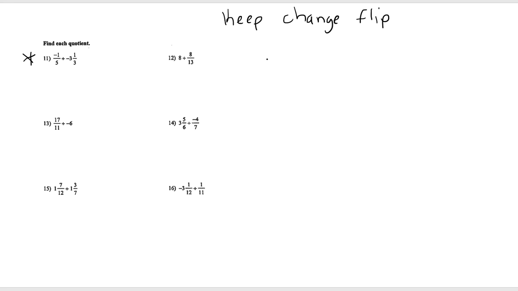So first thing we're going to do is change that 3 1/3 to an improper fraction. So 3 times 3 is 9. 9 plus 1 is 10/3. Okay? So now we have 1/5 divided by 10/3.